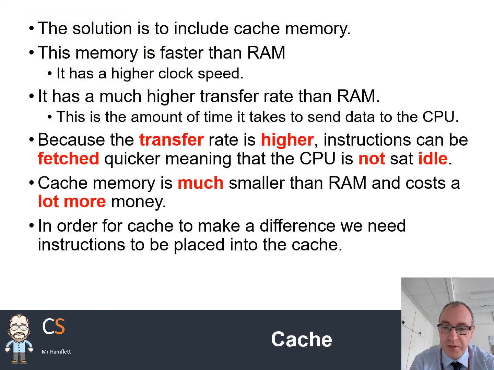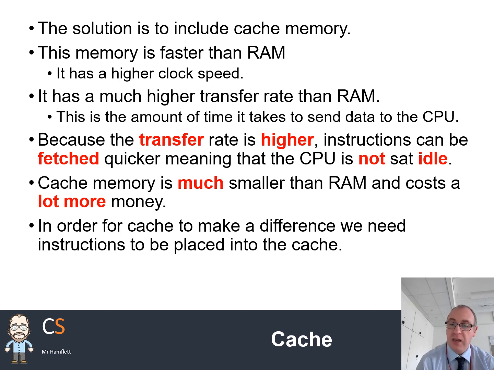The last performance improvement that we can make is using cache memory. Cache memory is fast memory, so it has a higher transfer rate than normal RAM. It can transfer data to and from the CPU a lot quicker than normal RAM can. Because of that, we can use it to store things we are currently using or frequently using. So anything which is being used a lot would be stored in cache.